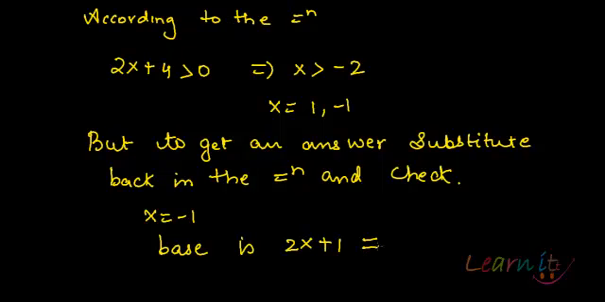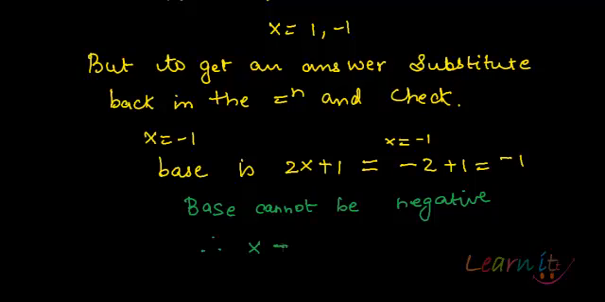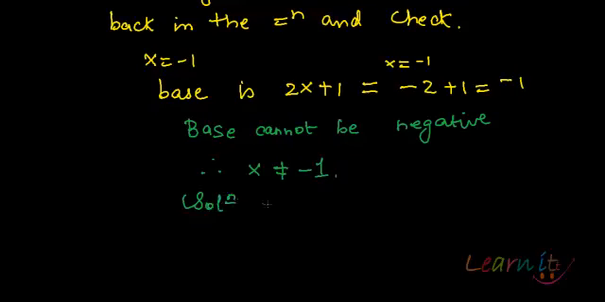In case x equals to minus 1, then the base becomes minus 2 plus 1, which equals to minus 1, and the base cannot be negative, right? Base cannot be negative. So we have to ignore this value. Therefore, x cannot be equal to minus 1, and the solution that we have is just x equals to 1. So this is another thing that you will always have to keep in your mind while looking into a solution.